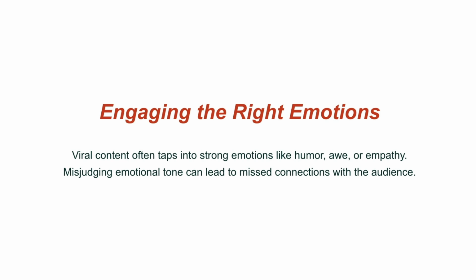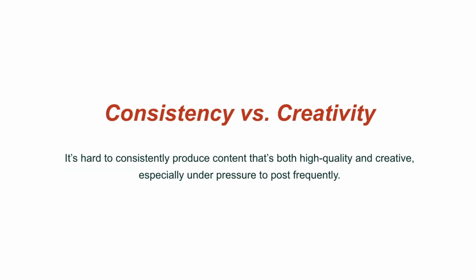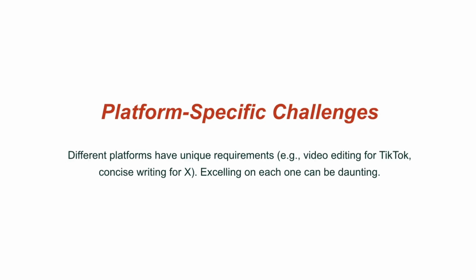And then engaging the right emotions. Viral content often taps into strong emotions like humor and empathy, so misjudging emotional tone can lead to missed connections with your audience. It's important to ensure that the content you do have really resonates with the type of emotions your audience has. And then there's that balance between consistency versus creativity. It's hard to consistently produce content that's both high quality and creative, especially under the pressure to post more frequently. And then there are platform specific challenges. The type of content that you post on TikTok is different than what you post on Facebook versus what you post on X or Twitter.